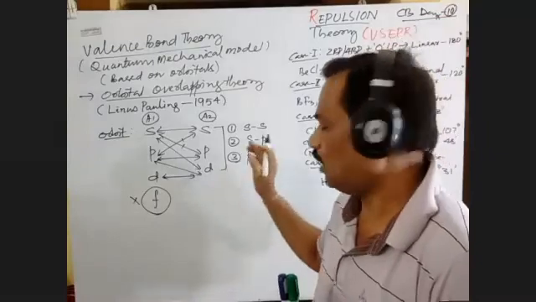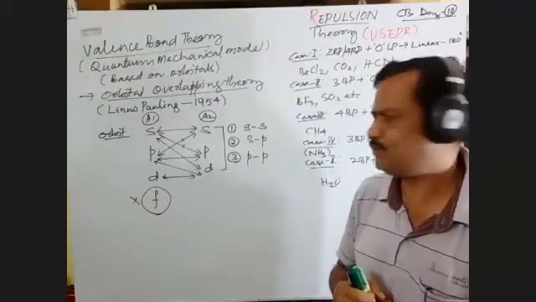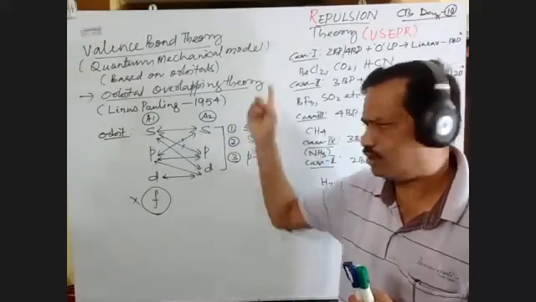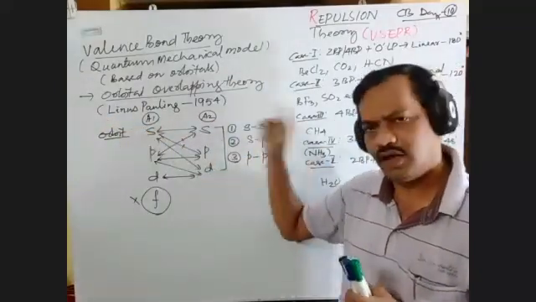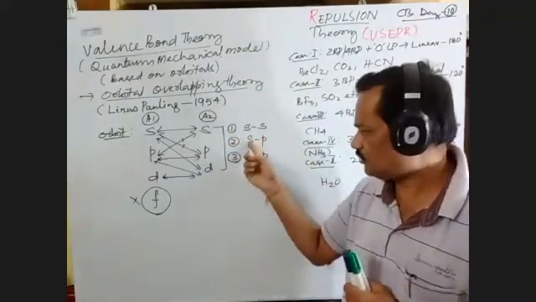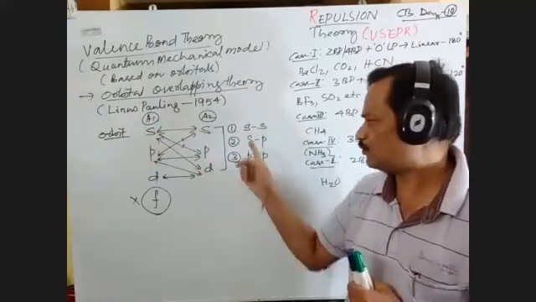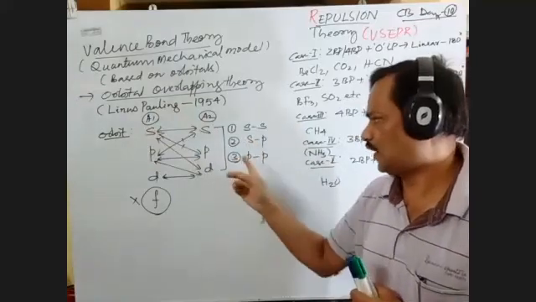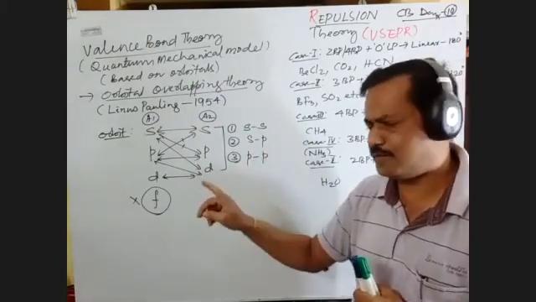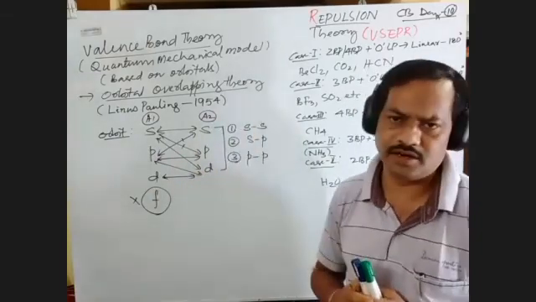So what is this SS overlapping? I'm just giving a gist because very little time is left, just 2 minutes. SS overlapping means an S orbital of one atom overlaps with an S orbital of another atom. Similarly, an S orbital of one atom overlapping with a P orbital of another atom is called SP overlapping. Then the third one is called PP overlapping, which means a P orbital of one element overlaps with the P orbital of another element.